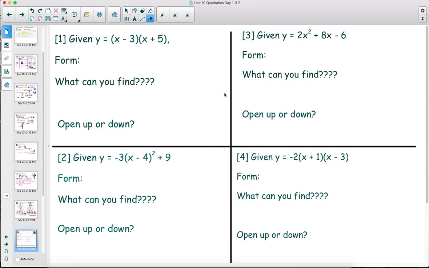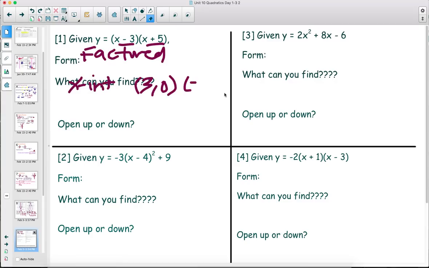All right, so the first one is factored form. And from the factored form, you can find the x-intercepts or the roots. And remember, you change the sign, so it's (+3, 0) and (-5, 0). And we know it opens up because the number in front is positive. And it's doing the same thing it did to me last time. It's not writing in the right spot.